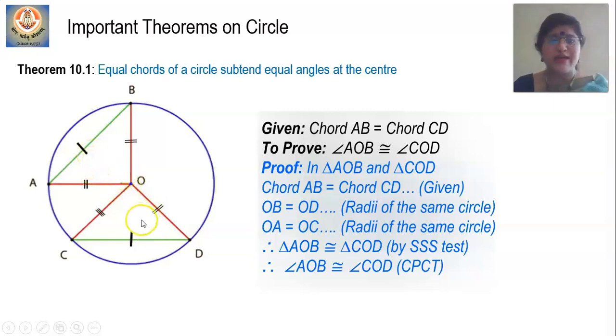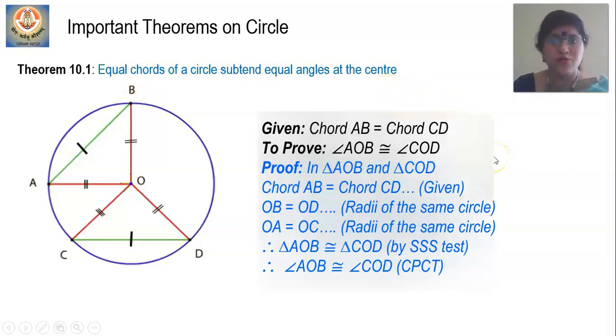So the two triangles become congruent by which test? By SSS congruence rule. And if the two triangles are congruent by SSS congruence rule, you have learned that the remaining parts automatically become congruent because they are the corresponding parts of congruent triangles. You can write the short form of that, that is CPCT. So we have proved this theorem that equal chords of a circle subtend equal angles at the center.